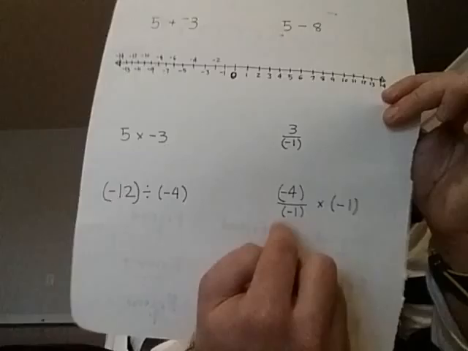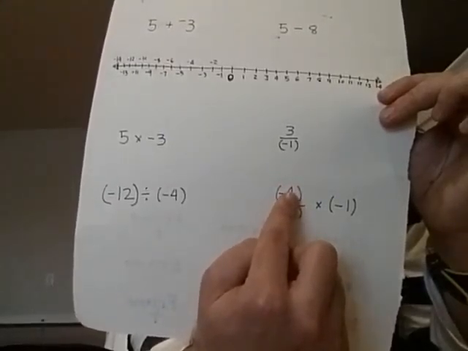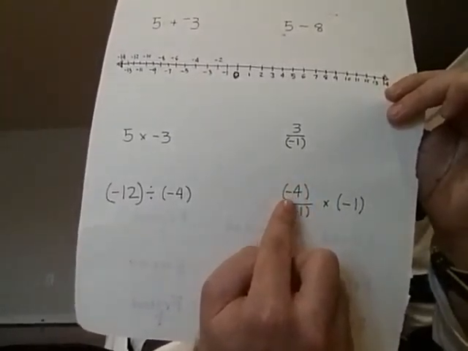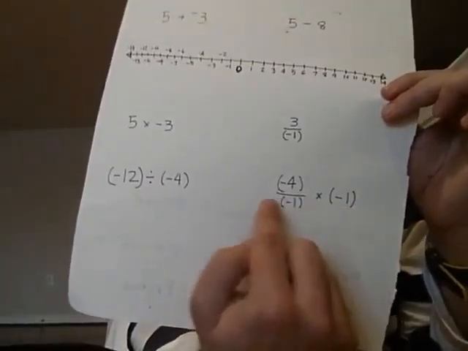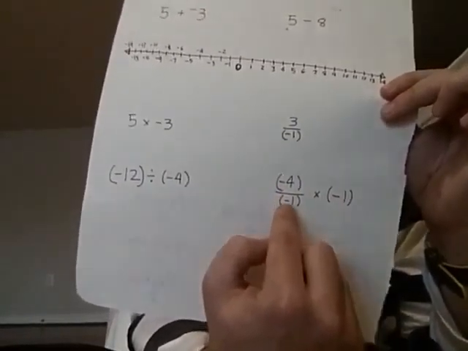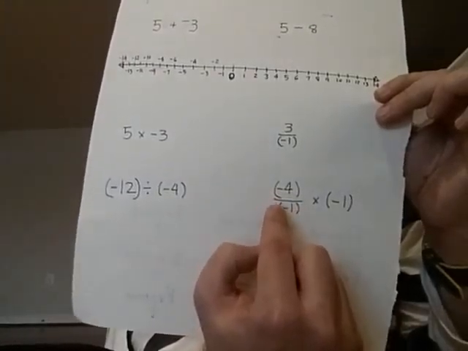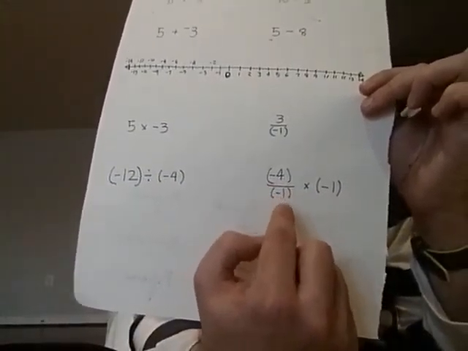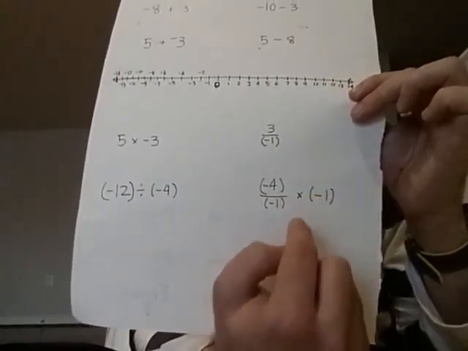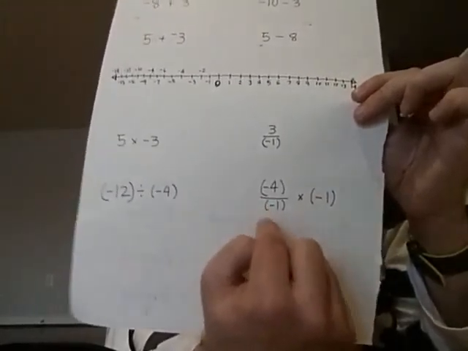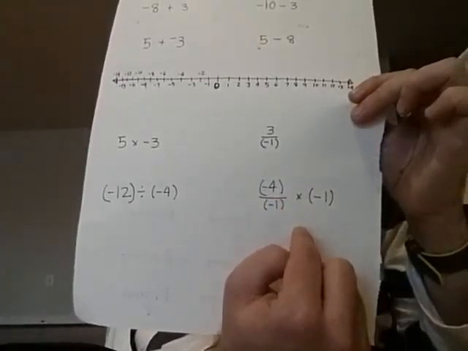Now we have a positive 4 here, so you can think of that as now positive. Now we've got a positive and a negative. So now we've got an enemy and a friend. So we're going back to enemy and friend is an enemy, or negative and positive is a negative. So positive 4 times negative 1 is equal to negative 4.